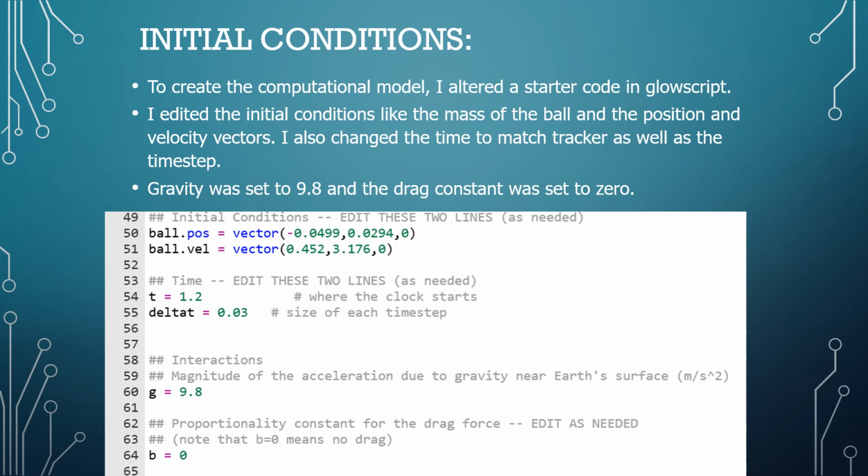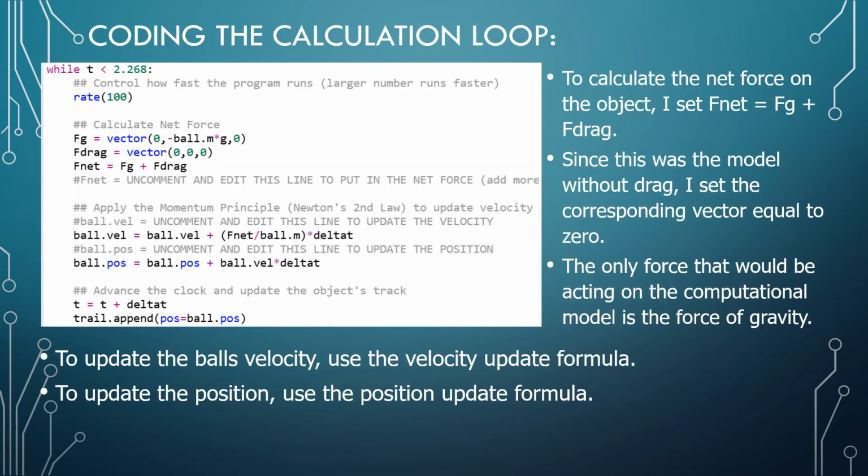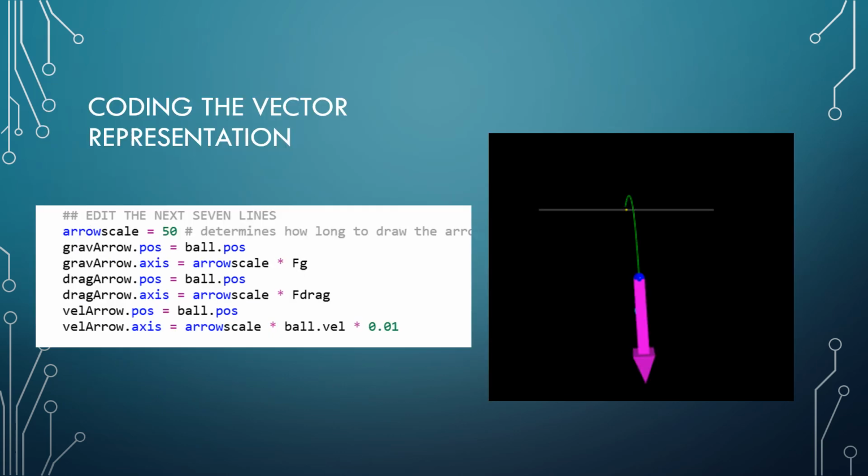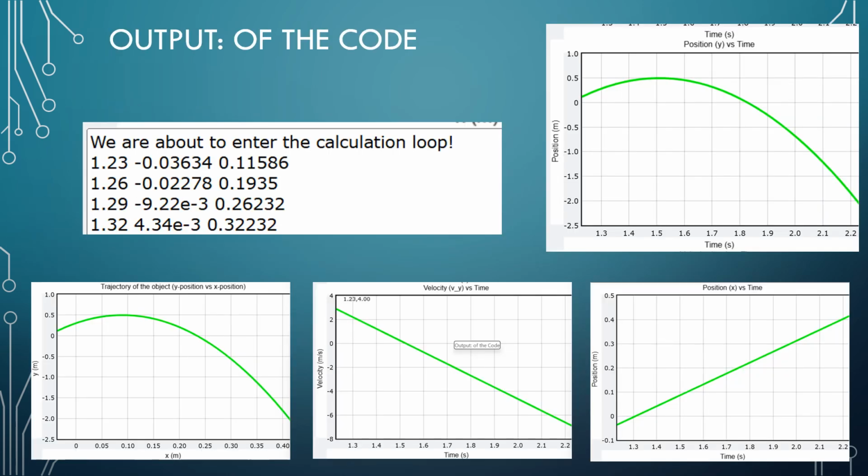For the code, I took the position and velocity from Tracker. As you can see, the proportionality constant for the drag force is set to 0. On the object, I set F net equal to F gravity plus F drag, and F drag equals 0, obviously, for this part, so it's just the force of gravity acting on the object. And then I updated the ball's velocity and position. And the code that goes along with it. And then here is the output of the code without drag.